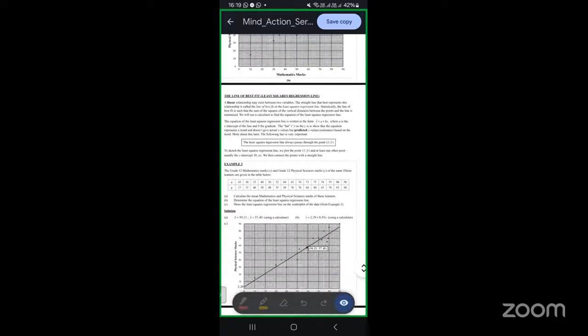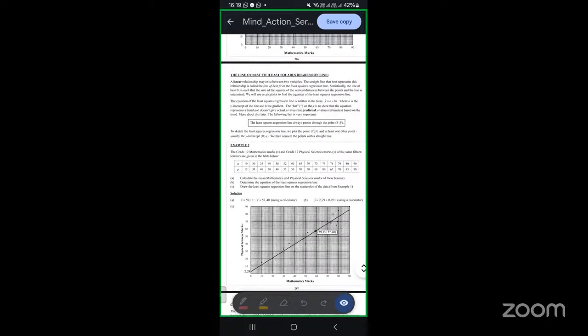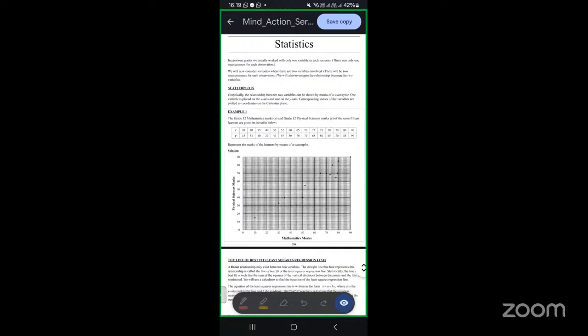The next part here is this one. They are saying the line of best fit. The line of best fit, you can also call it the least square regression line. So they are saying a linear relationship may exist between two variables. By only looking at this table, you can't tell me what the trend is until you sketch the scatter plot. Okay, you will see what I'm talking about.